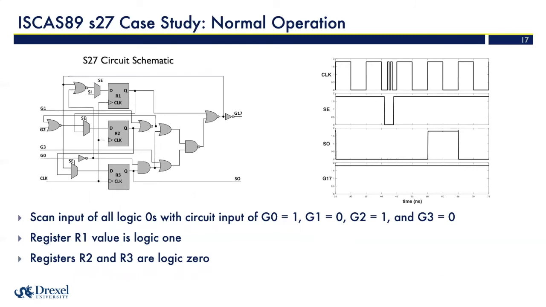So if we look at a case study for the ISCAS 89 S27 benchmark circuit, we can see here that under nominal operation with an input of all logic zeros to the scan mode input, and then an input to the circuit of G0 equals 1, G1 equals 0, G2 equals 1, and G3 equals 0, we see that register 1 is a logic value 1 in the scan out port, and that registers 2 and 3 are logic 0 in the scan out port.